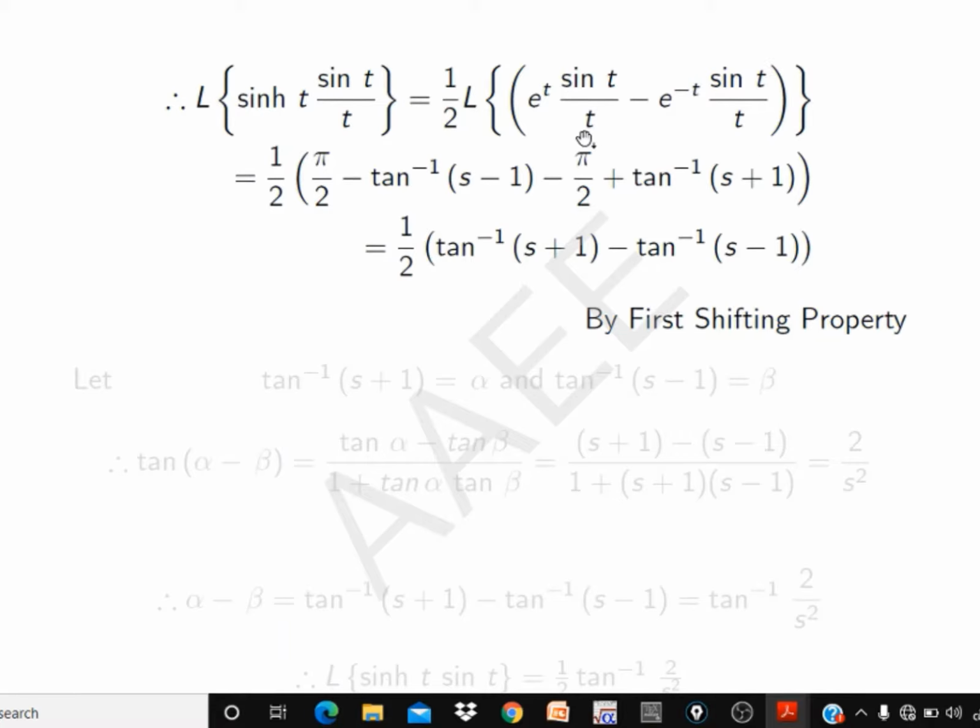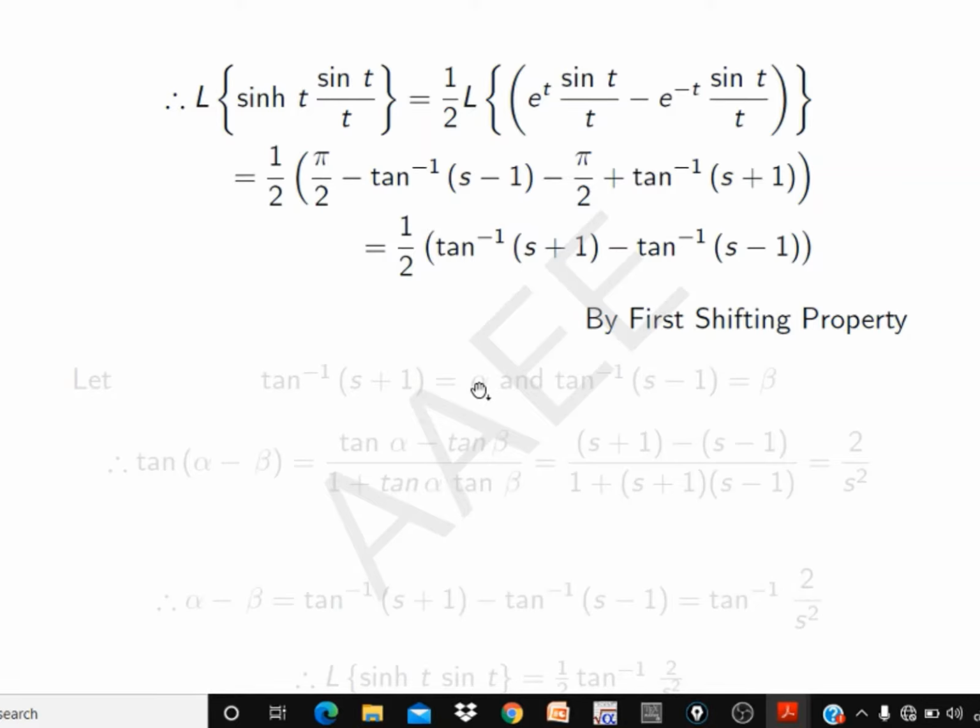We do have the Laplace transform of sine of t by t. So here in this formula s will be replaced by s minus 1, and here s will be replaced by s plus 1. So pi by 2 minus tan inverse of s minus 1, minus pi by 2 plus tan inverse of s plus 1. But this pi by 2 and this pi by 2 will get cancelled. This will be 1 by 2 into tan inverse of s plus 1 minus tan inverse of s minus 1.